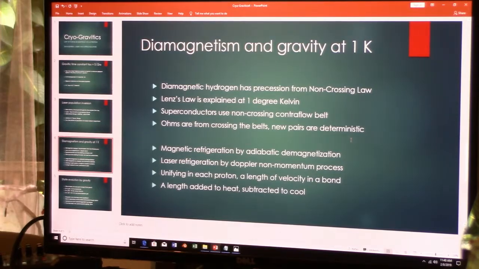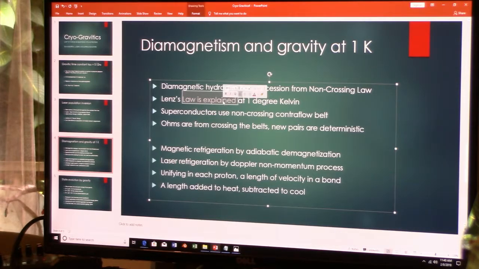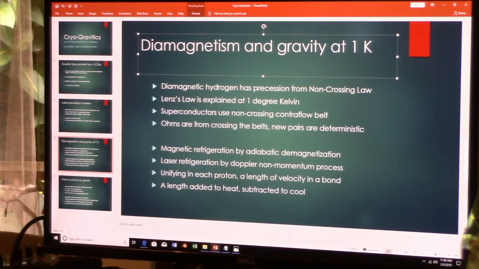diamagnetism. Now, this is a very weak magnetic force, for example, on hydrogen. And if you put a magnetic field around hydrogen, it'll precess at a certain speed. And my theory is that this is the non-crossing law. As I've already explained in an earlier nickel and iron video, Lenz's law is explained at any temperature. Diamagnetism occurs with the same strength regardless of temperature, just like gravity has the same strength regardless of temperature.